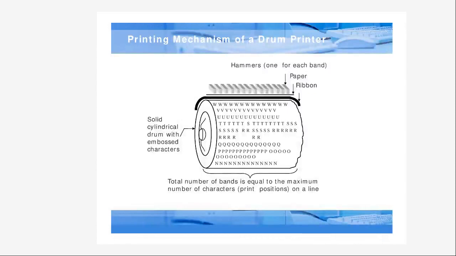So how the drum printer will look, you can see in this figure. This is a drum in shape. This is a solid cylindrical drum with embossed characters. See, some of the characters are already printed over this band, over the drum. And this is your hammer. The ribbon is placed in between, and the paper also.